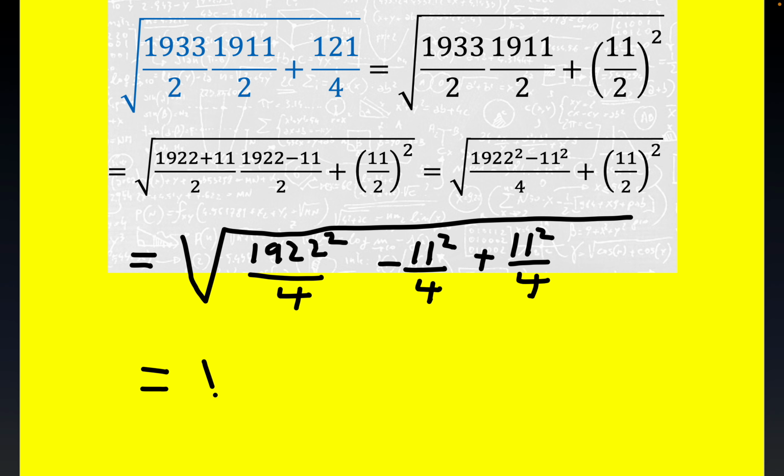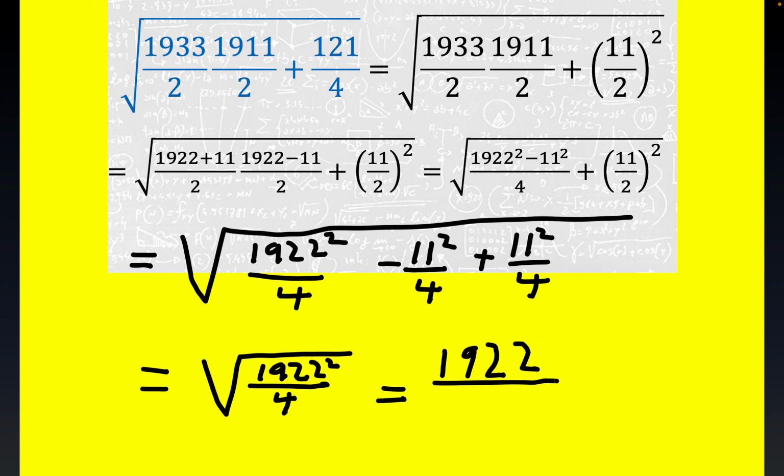the square root of 1922 squared over 4. And y'all, what is that? That's the same thing as 1922 over 2. But even I can divide that. 1922 divided by 2 is equal to 961. No calculator required. 2 times 961 is 1922. And there's our answer, folks.